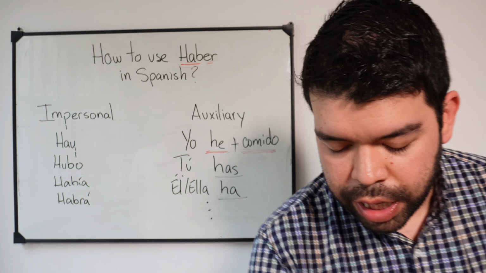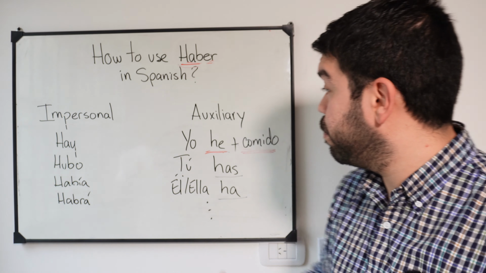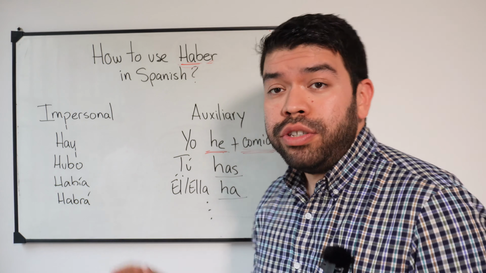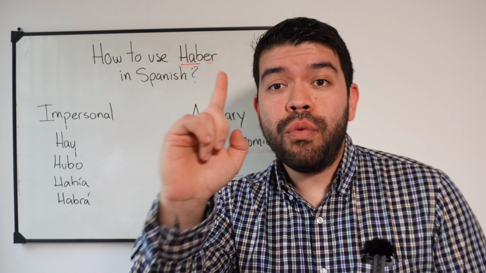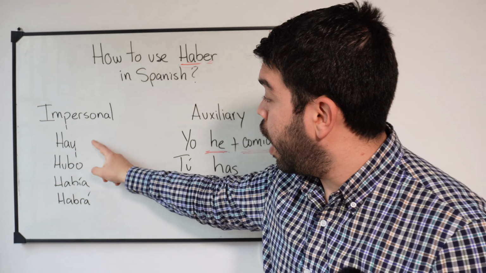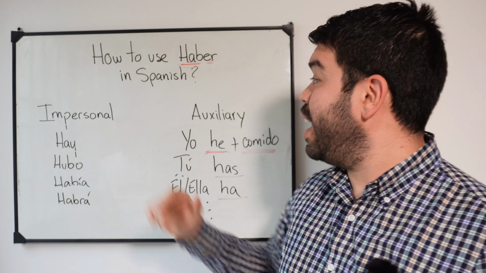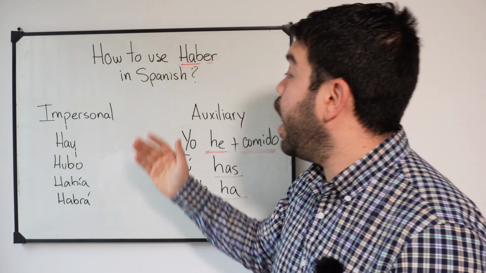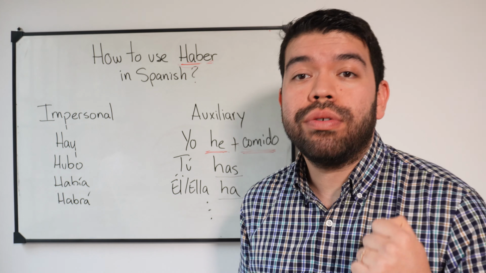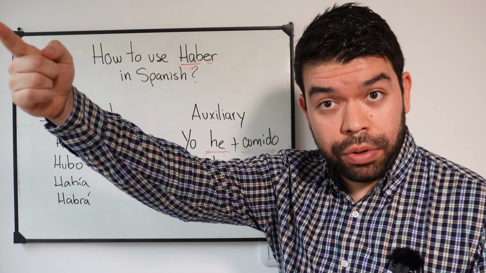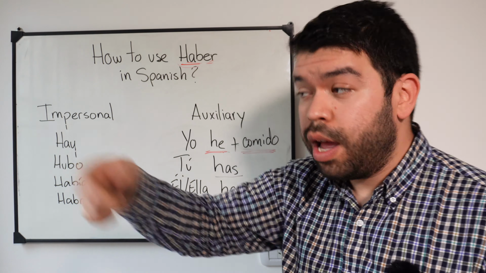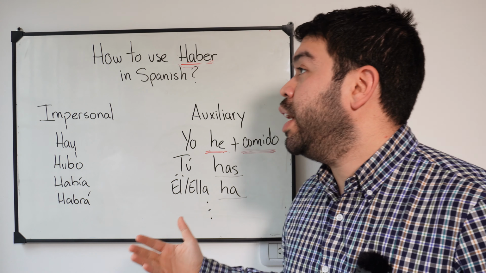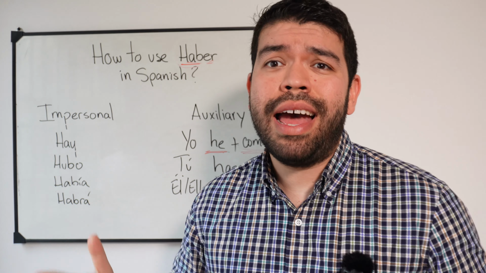So, let's make a recap. As an impersonal verb, we have one word per tense. Hay comida. Hay gente. Hay un gato. Habrá in the future. Habrá mucha comida en la fiesta.